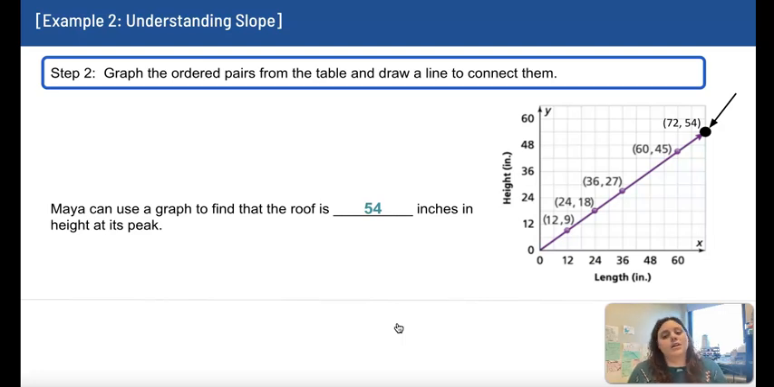Again, we do need to be able to convert between inches and feet in order to figure this out. So just keep that in mind. If you need to go back and rewatch this, keeping that in mind, please do. But we used our slope that it is going over 12 and up 9 to get that height at 6 feet is 54 inches.